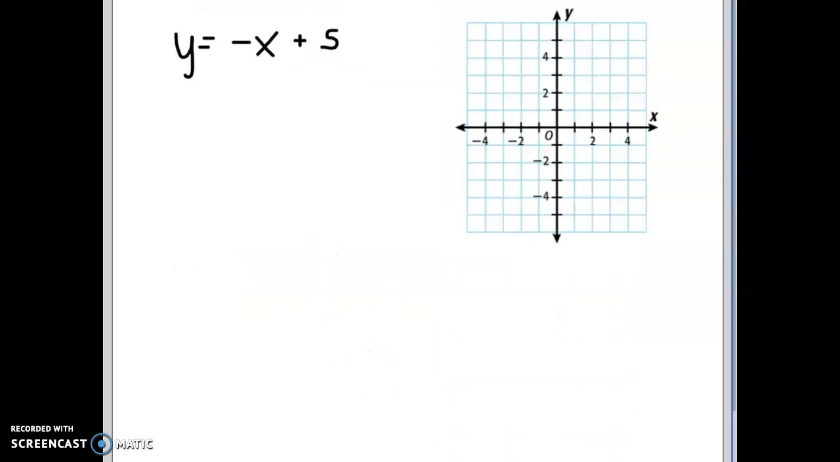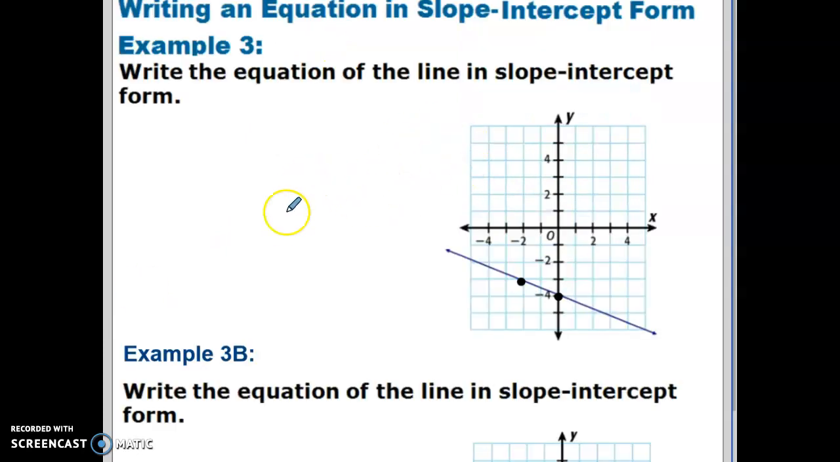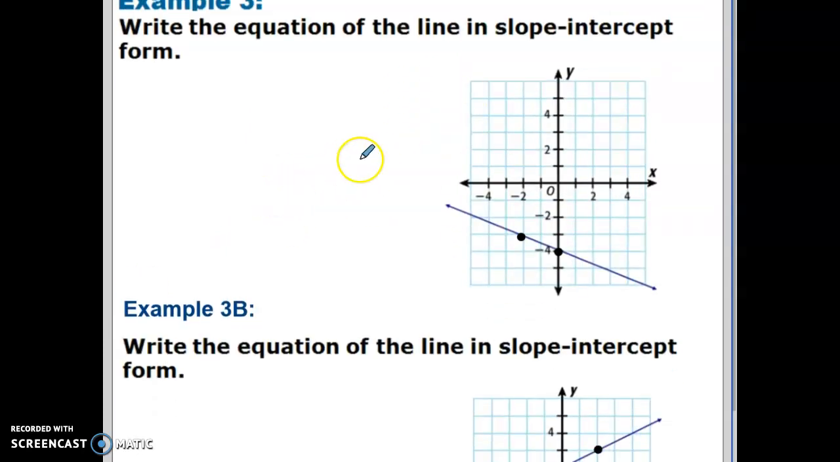All right, let's skip this example. And now what we're going to do is we're going to go backwards and we're going to write the equation of the line in slope-intercept form. So we start with y equals mx plus b. So this is m and this is b.